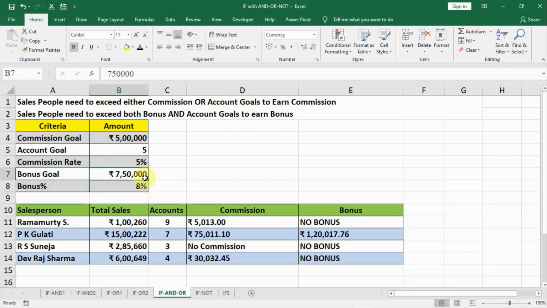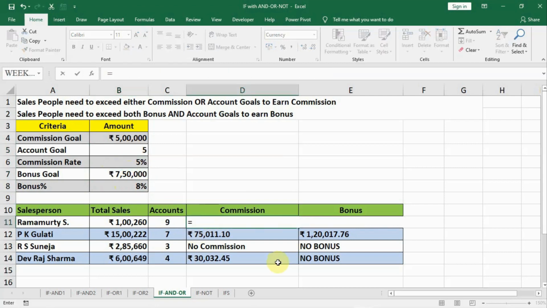It should be above 7.5 lakhs, and accounts should be more than 5. If this is there, then it has to be achieved. Let us try it out and see what we can do. We'll write down equal to. The first case we have to use if, bracket open, we'll write down OR, and we have to check out if sales is greater than or equal to commission goal, comma, and accounts is greater than or equal to account goal.